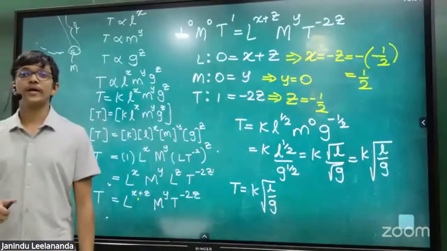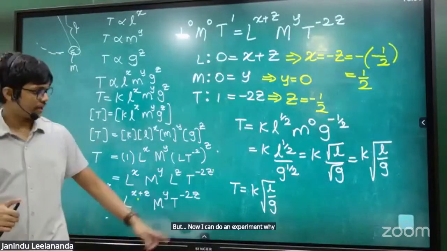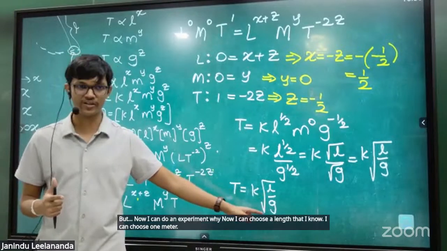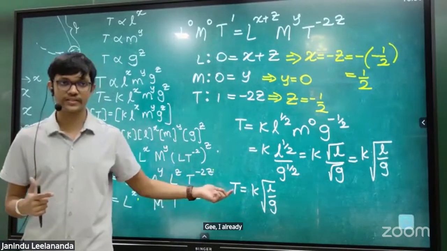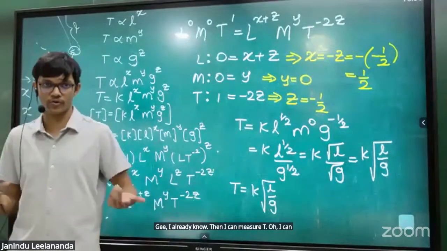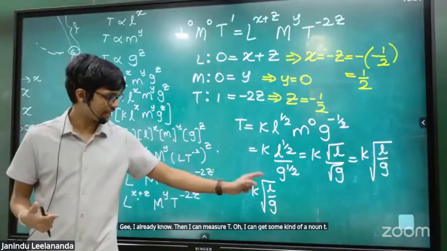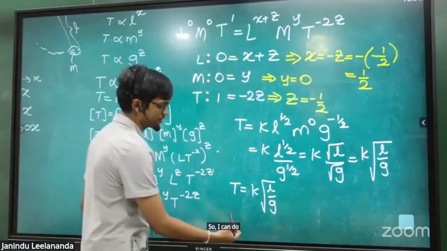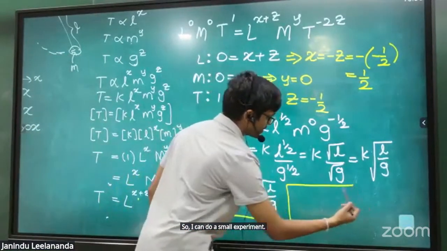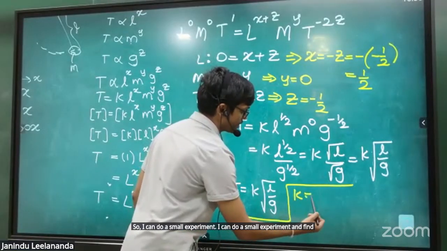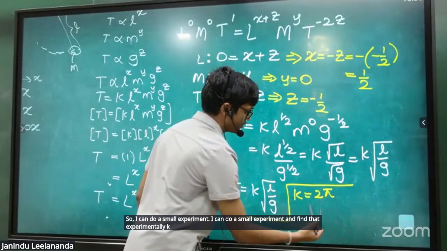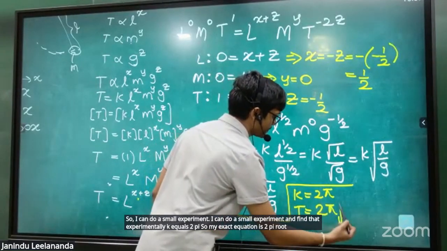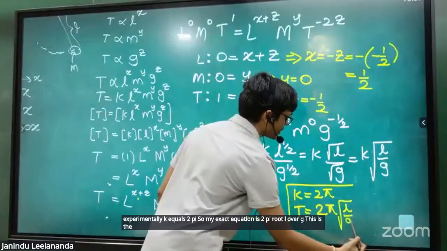But now I can do an experiment. Now I can choose a length that I know. I can choose 1 meter. G I already know. Then I can measure T, or I can get some known T. Then if I know T, L and G, I can calculate K. So I can do a small experiment and find that experimentally K equals 2 pi. So my exact equation is 2 pi root L over G. This is the equation for the periodic time of a pendulum.